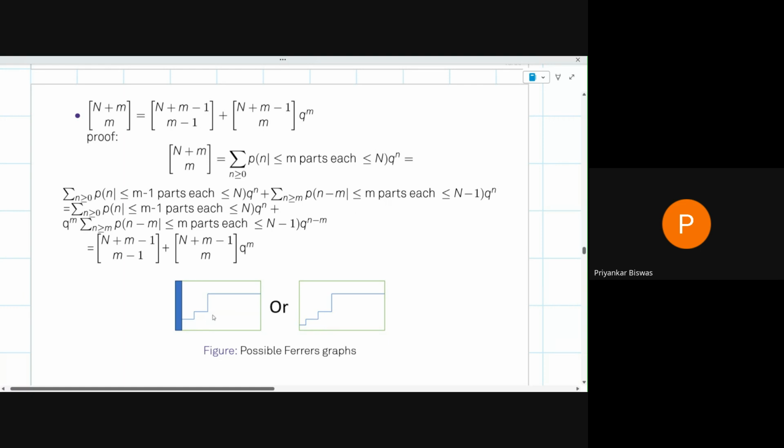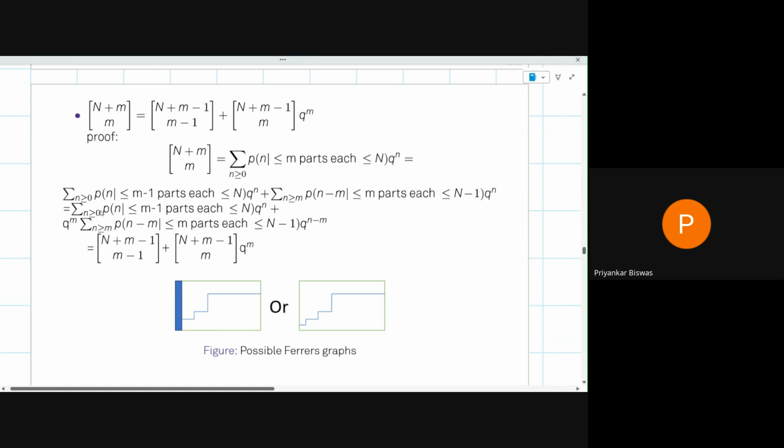So for this case, you will get partitions of n minus m, as this covers the m many parts. You have to cover the rest of n minus m if n is greater than or equal to m. So n minus m with less than or equal to m parts, each less than or equal to capital N minus 1. And for this one, there are less than or equal to m minus 1 parts, each less than or equal to capital N. So you can break the sum like this.